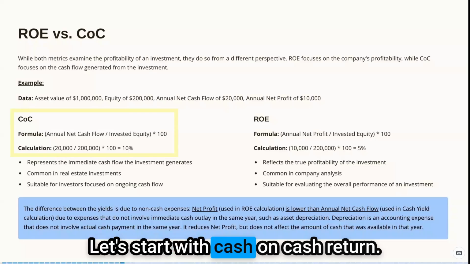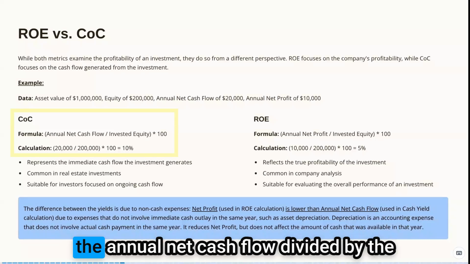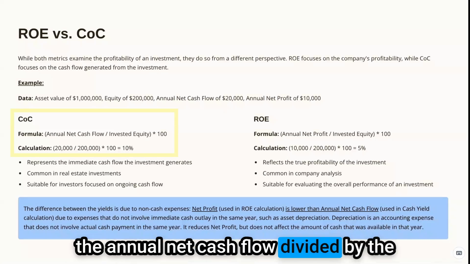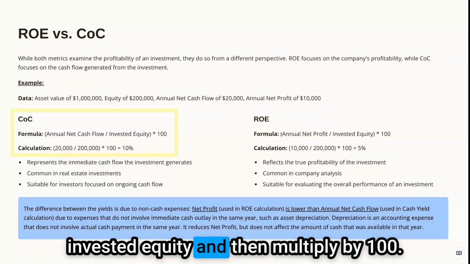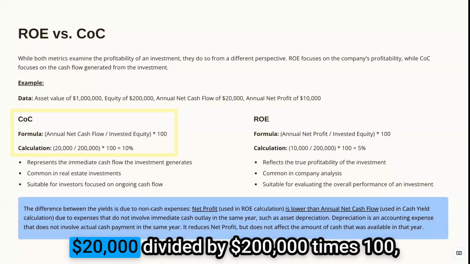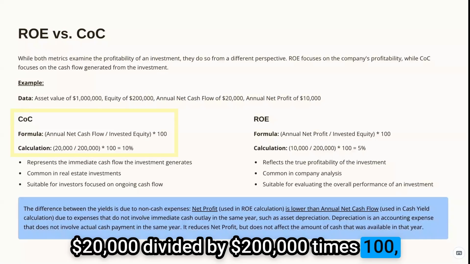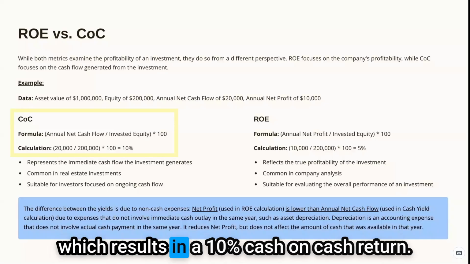Let's start with cash on cash return. The formula to calculate COC is you take the annual net cash flow, divide it by the invested equity, and then multiply by 100. For calculation example, the COC would be $20,000 divided by $200,000 times 100, which results in a 10% cash on cash return.